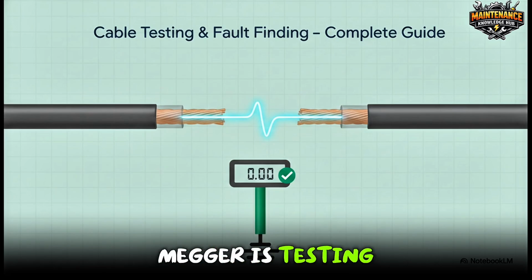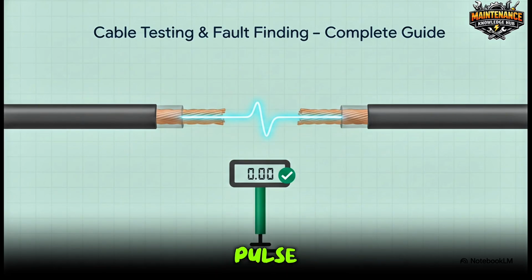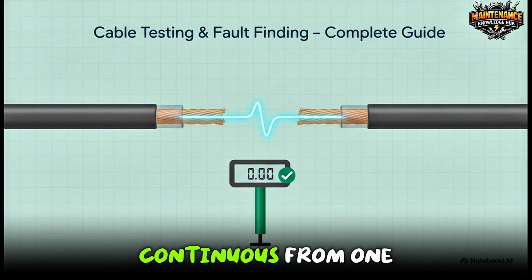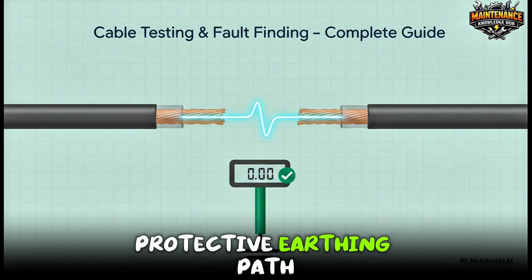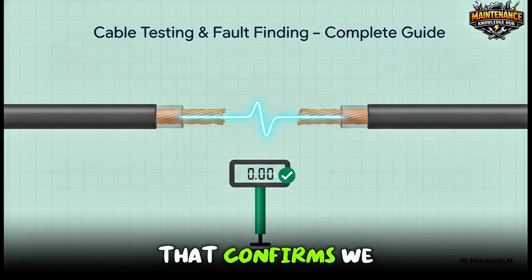Now, if the Megger is testing the jacket, continuity and earth tests are basically checking the electrical pulse and vital signs of the internal wire itself. These tests simply verify that the conductor is perfectly continuous from one end to the other with absolutely no breaks, and that the protective earthing path is completely solid. Unlike the insulation testing where we want high resistance, here we expect to see very low resistance. That confirms we have a clear, unbroken path for the current to flow.